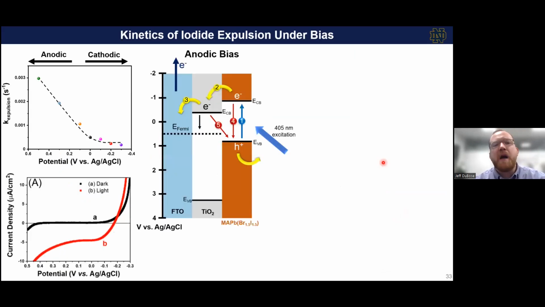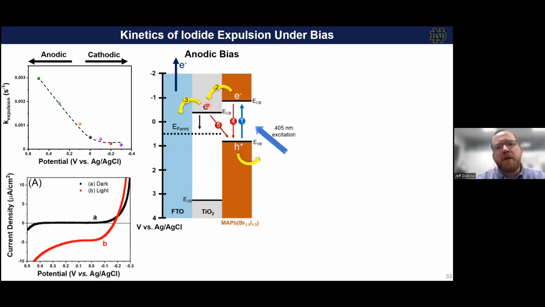Okay, so what's exactly happening when we're doing this sort of biasing plus shining light? Well, in the case where we're really driving this fairly fast under anodic conditions, we can imagine from sort of an energy level diagram, right? We're exciting the halide perovskite, right? We're pushing electrons into the conduction band. We know that's going to inject into TiO2 pretty readily.